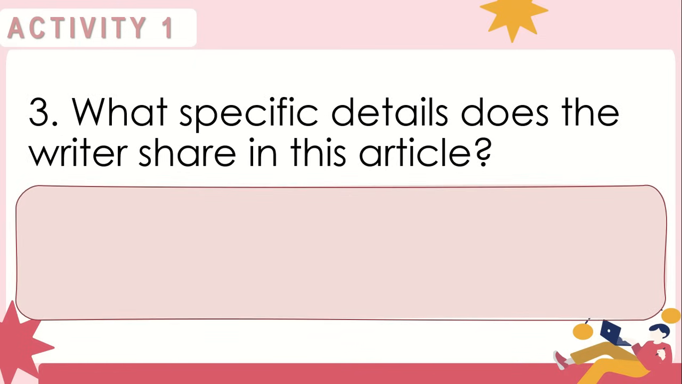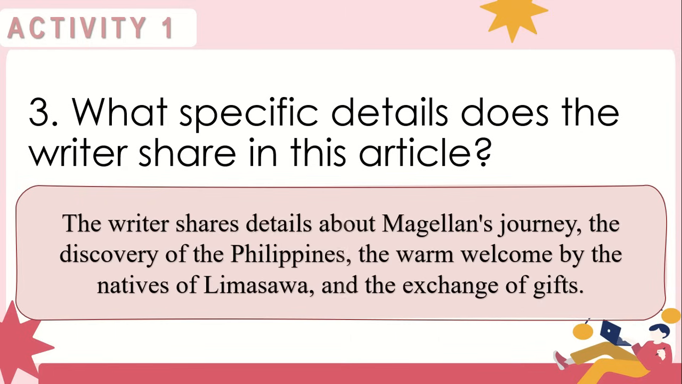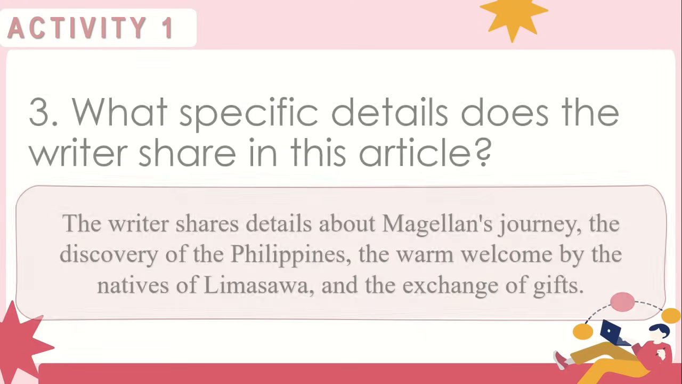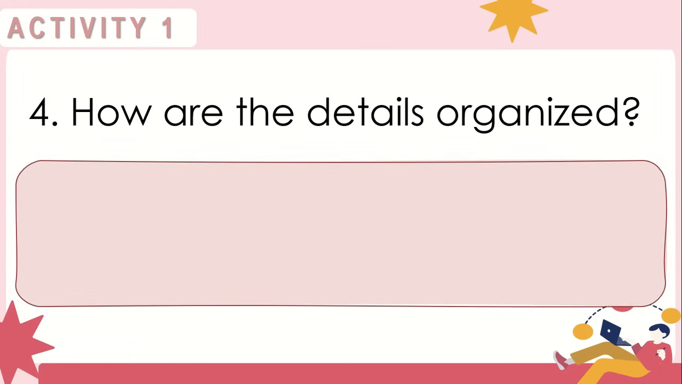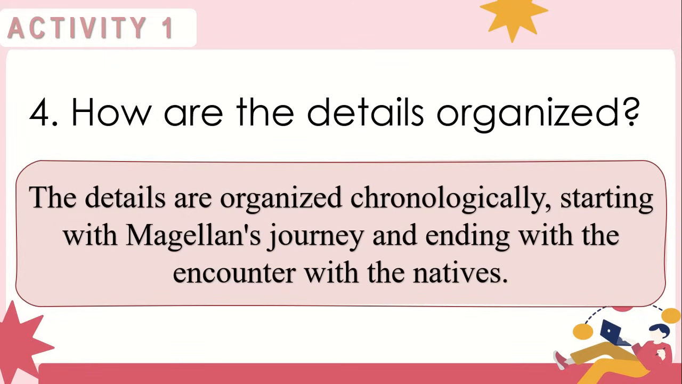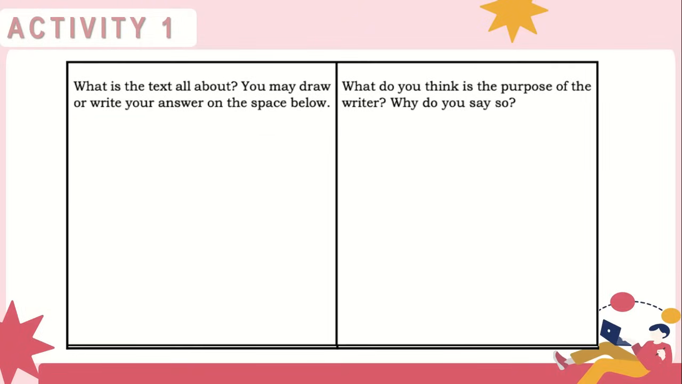What specific details does the writer share in this article? You're right. The writer shares details about Magellan's journey, the discovery of the Philippines, the warm welcome by the natives of Limasawa, and the exchange of gifts. How are the details organized? You're right. The details are organized chronologically, starting with Magellan's journey and ending with the encounter with the natives. Complete the table by answering the questions.